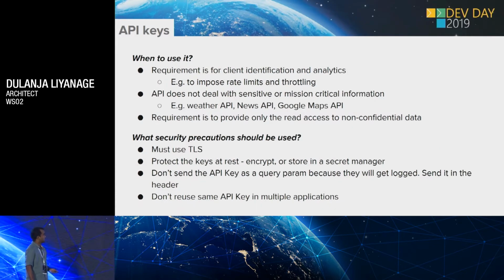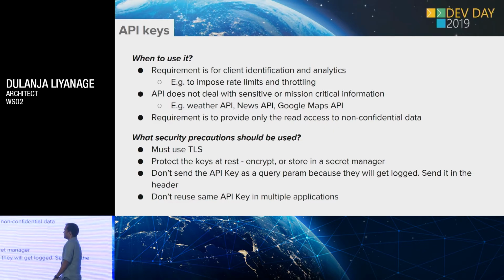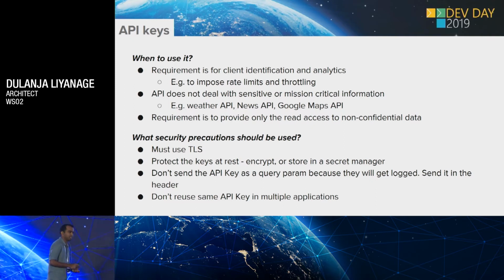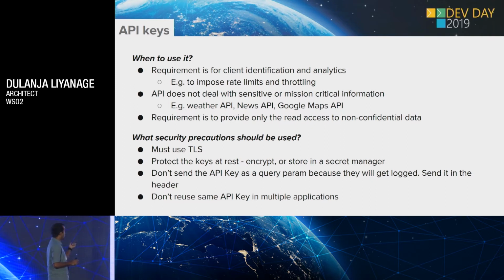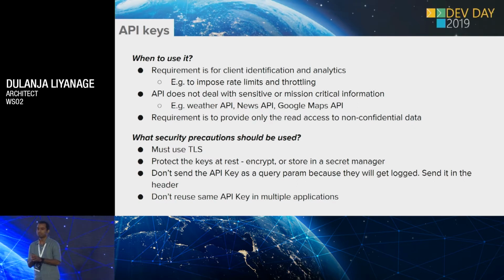Okay. But again, can we still use it in some scenarios? Yeah. So if the requirement is only for client identification and analytics, that means for rate limiting, throttling, this should be fine. And if we are not dealing with sensitive or mission critical information, like Google Maps, news, weather, those stuff, should be fine. And also if the requirement is to provide only read-only access to some non-confidential data, then again, it should be fine. But remember, there are better protocols that can do the same.